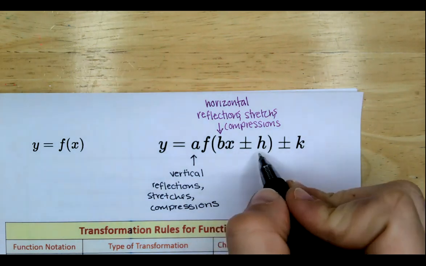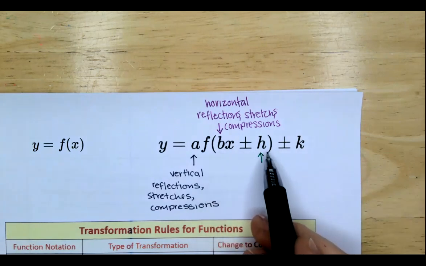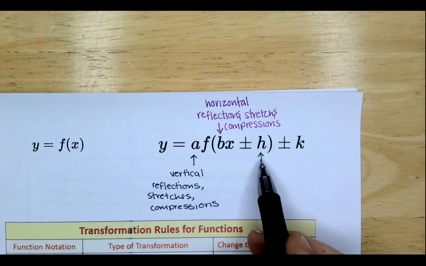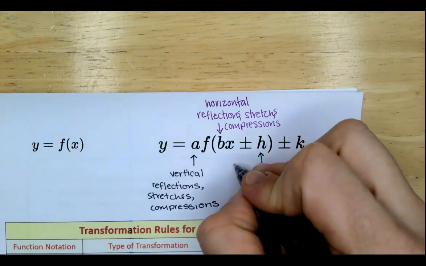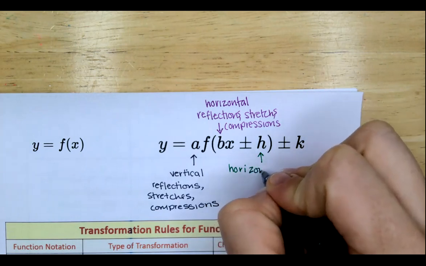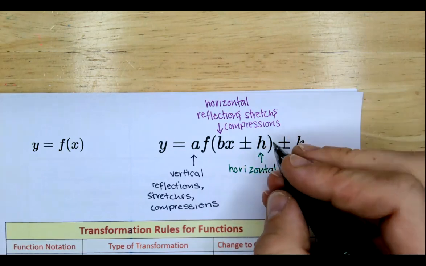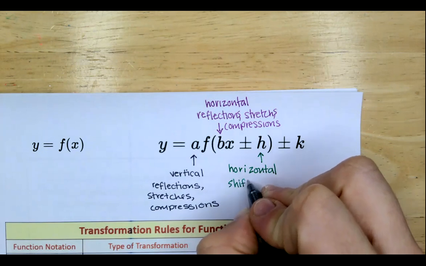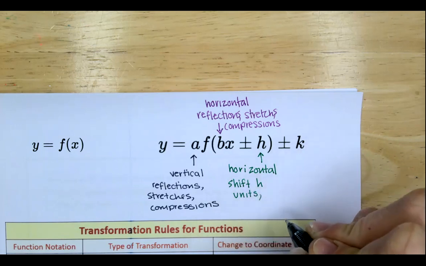Then these are shifts, okay? If inside your parentheses you are adding or subtracting a number, that is going to be a shift of that many units in the horizontal axis, okay? So H is a horizontal, I should call it C, because down here they call it C. Horizontal shift, that number of units, opposite direction of the sign.